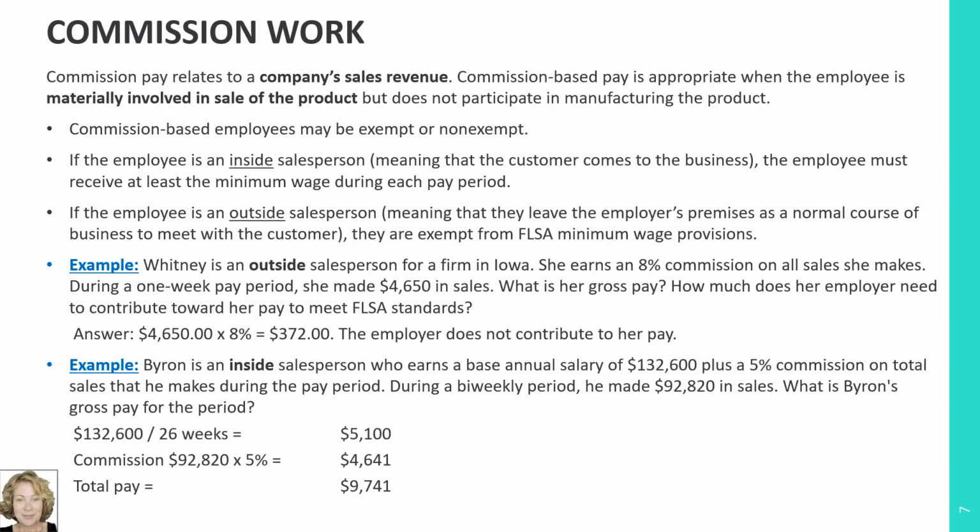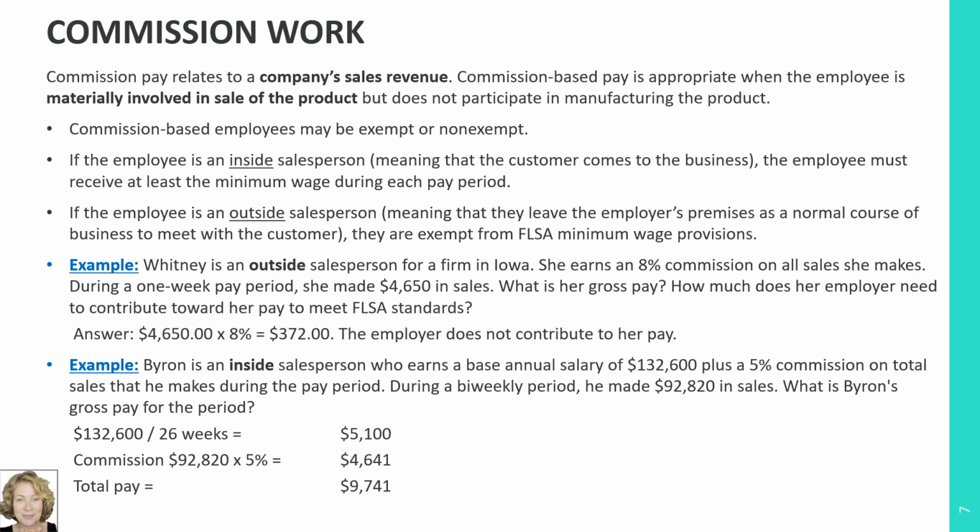Some employees earn commissions, sometimes on top of their regular salary, sometimes that's the only pay they receive. Commission always relates to a company's sales revenue. It's really important to remember that it's based on how much somebody sells, and the employee has to be materially involved in the sale of the product, but does not participate in manufacturing the product.